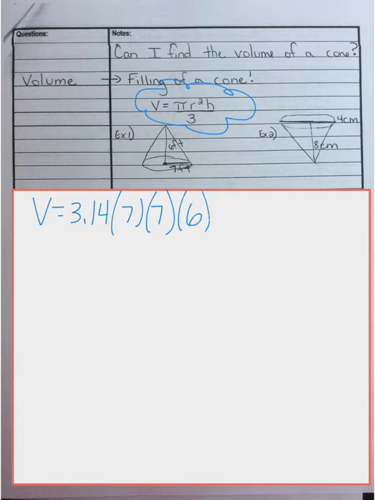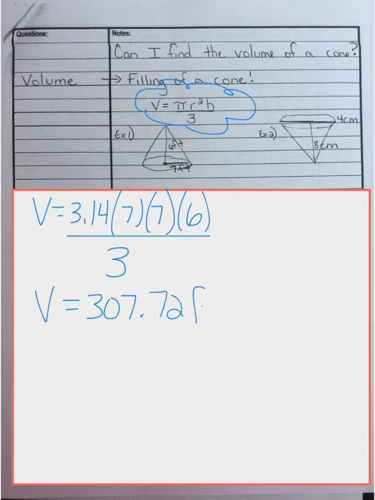You're going to type all that into your calculator and hit enter. After you hit enter, you want to make sure you divide it by 3. And we get that the volume for this example is 307.72 feet cubed. Don't forget that volume is always going to have a feet cubed or a centimeters cubed. It's going to be to the 3rd power. It's a 3D shape.